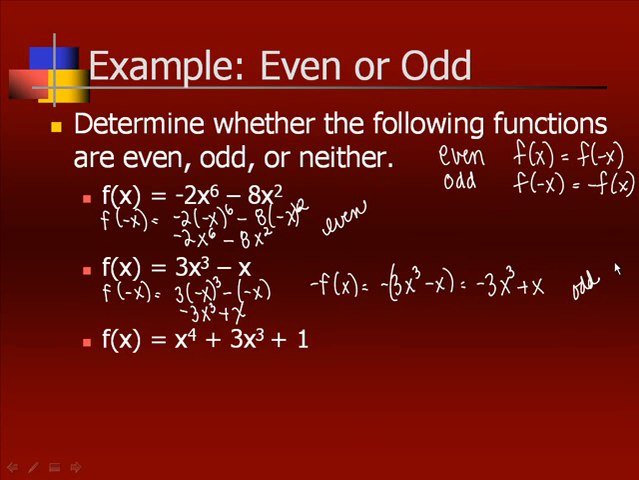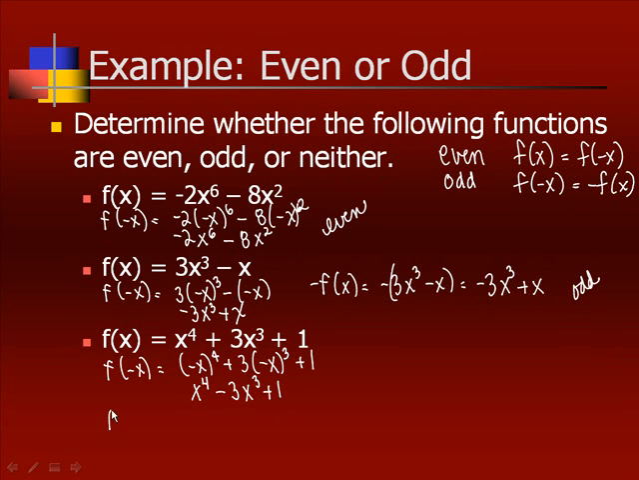Now, what about the next one? Well, f of negative x is negative x to the 4th plus 3 times negative x to the 3rd plus 1. Have you caught on yet? If it's a negative to an even power, then it's going to be positive. Whereas if it's a negative to an odd power, then it's going to change the sign. And if it changes the sign, it can't be the even function. Okay, so we get that.